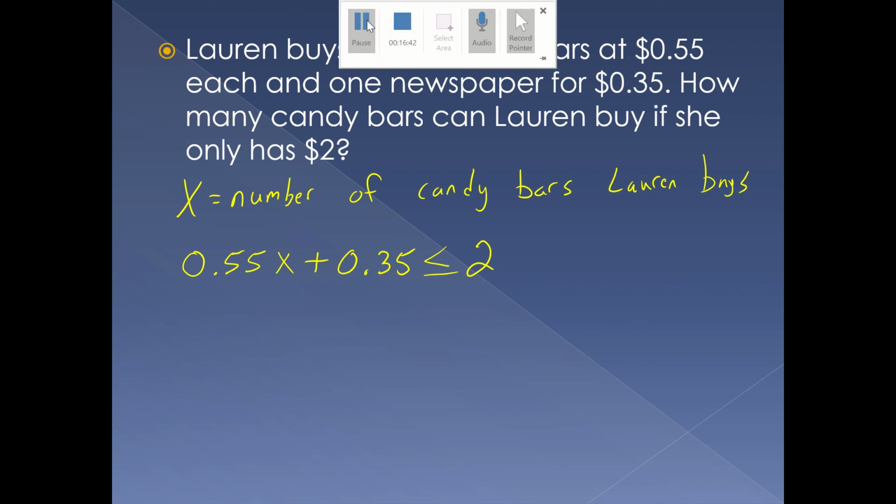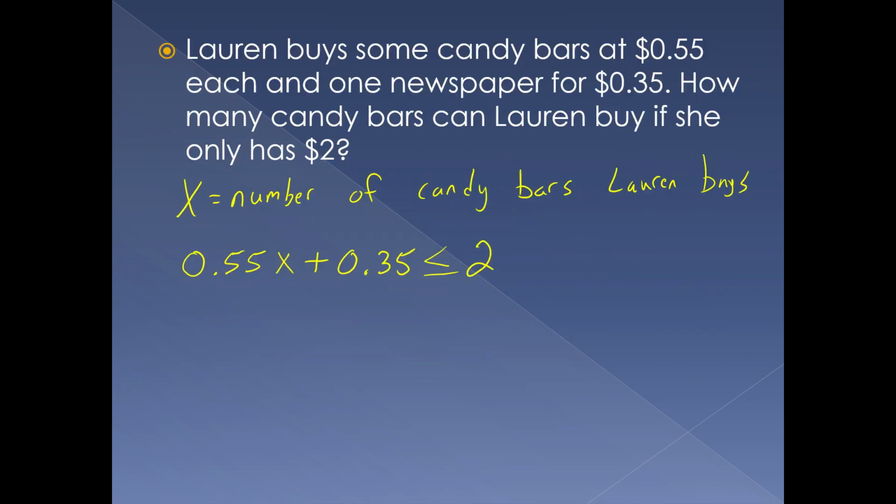All right, so if you didn't already solve this inequality, go ahead and solve it on your own here. But I'm going to subtract 0.35 from both sides, minus 0.35. We get 0.55x less than or equal to. All right, when we have 2 and we subtract from it 0.35, if you have $2 and you lose 35 cents, you now have $1.65. Okay. Then we divide both sides by 0.55.